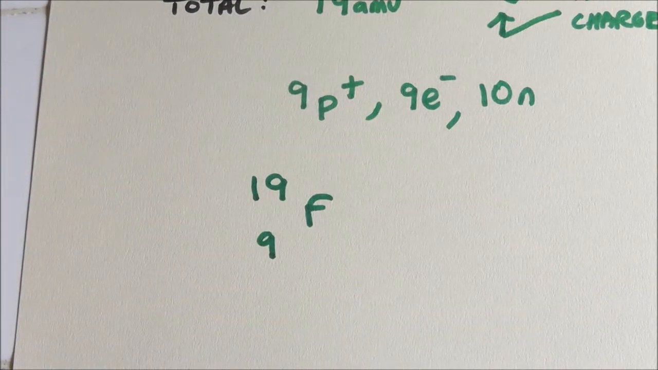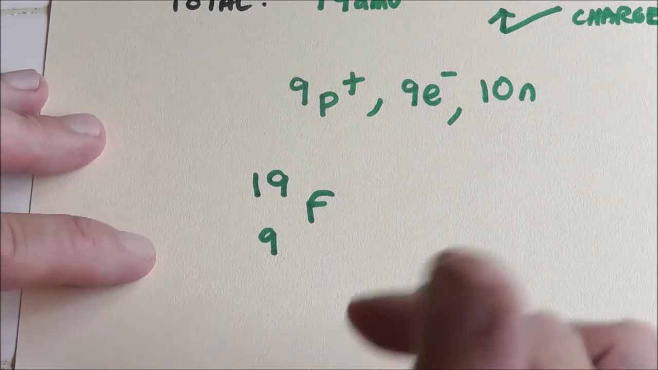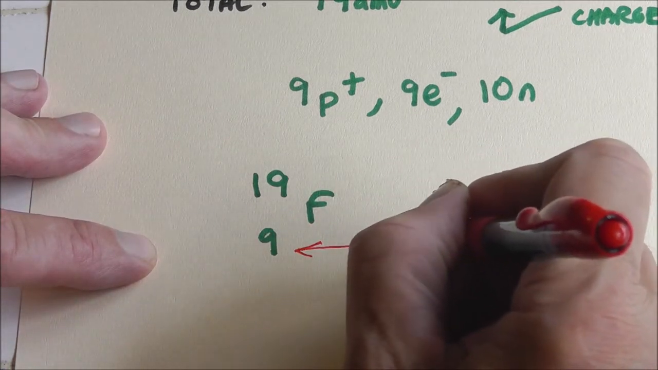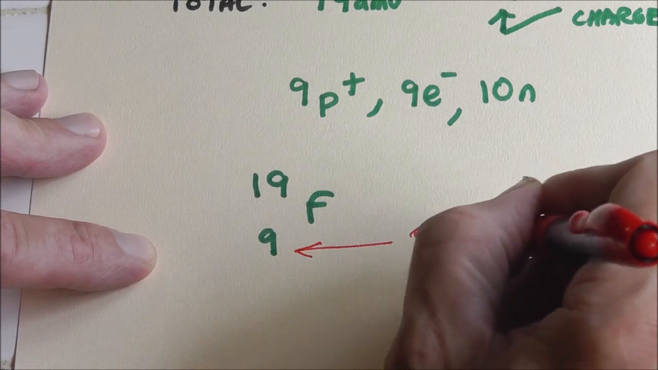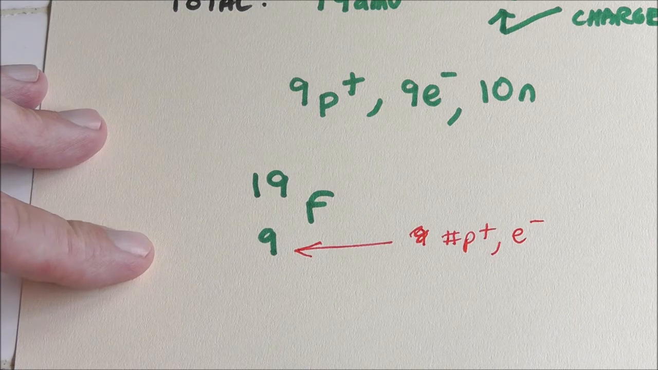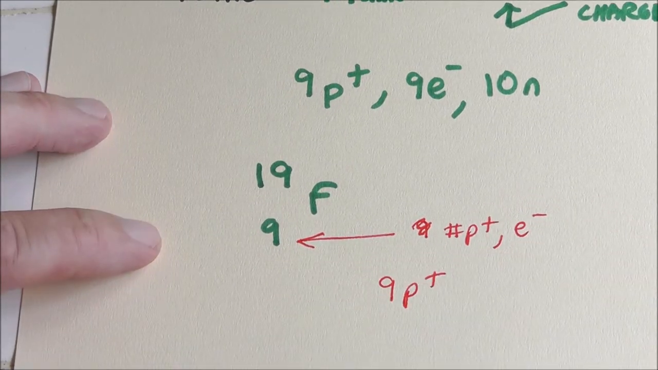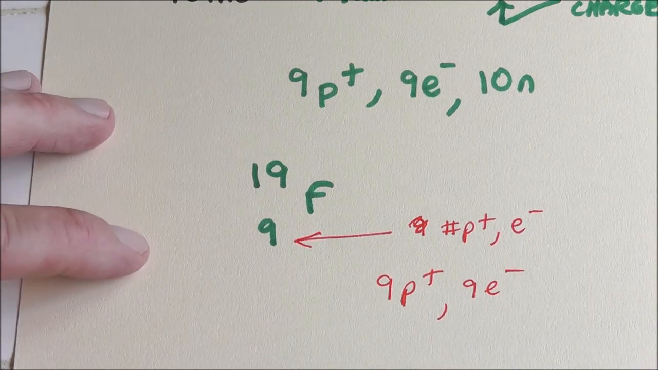We go write it in that specific notation like you're supposed to do. This number right here on the bottom, of course, is the number of protons, but if it's an atom, it's going to be the number of protons and the number of electrons. So we got 9 protons and we got 9 electrons. There's 2/3 of the whole problem.